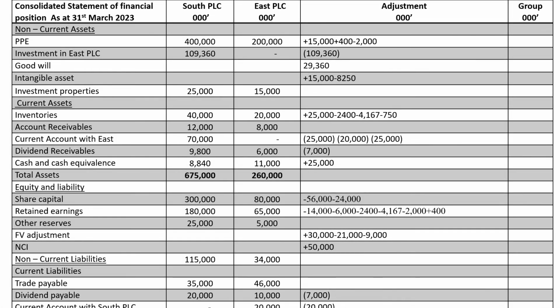Since we have recorded the unrealized profit as well as over depreciation in the comprehensive income statement, the only adjustment here is we are going to reduce the unrealized profit from the property, plant and equipment, and we are going to add back the over depreciation to it.